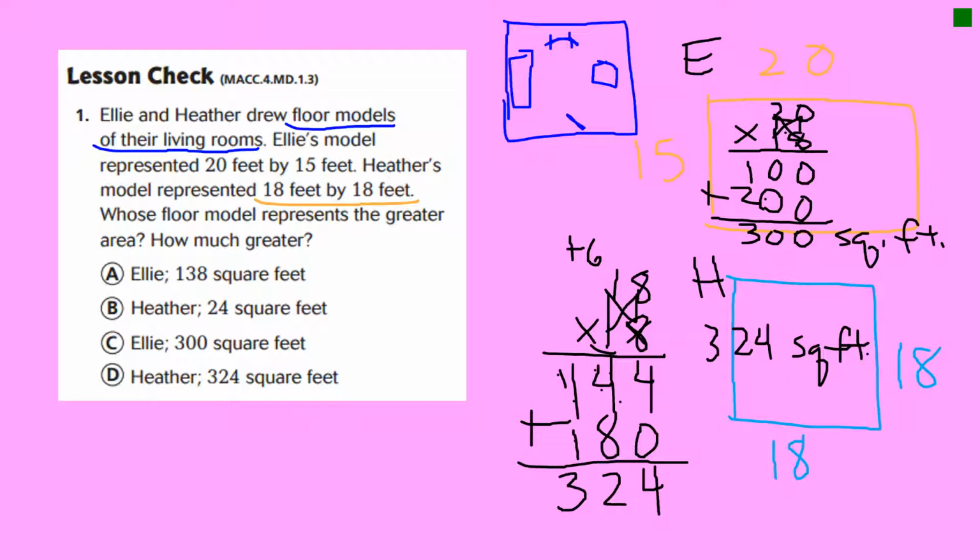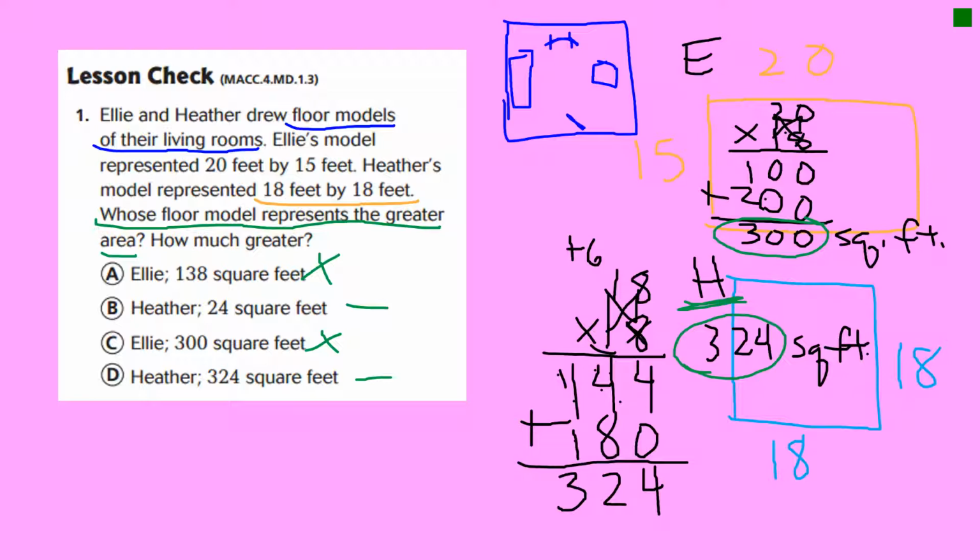Sometimes you don't even remember the question. You've done so much math. Whose floor model represents the greater area? Well, we're comparing 300 square feet to 324 square feet. So remember we labeled that? That's right, Heather's. Okay, so Heather's is greater. So we can say no to A and no to C. Then the two choices that say Heather are Heather 24 square feet and Heather 324 square feet.